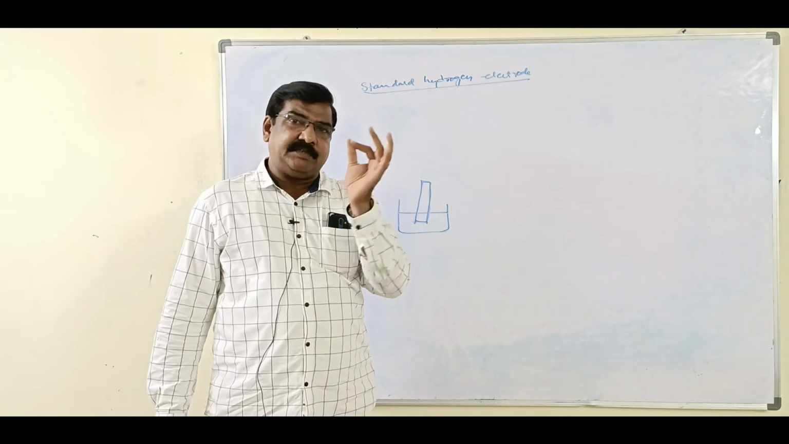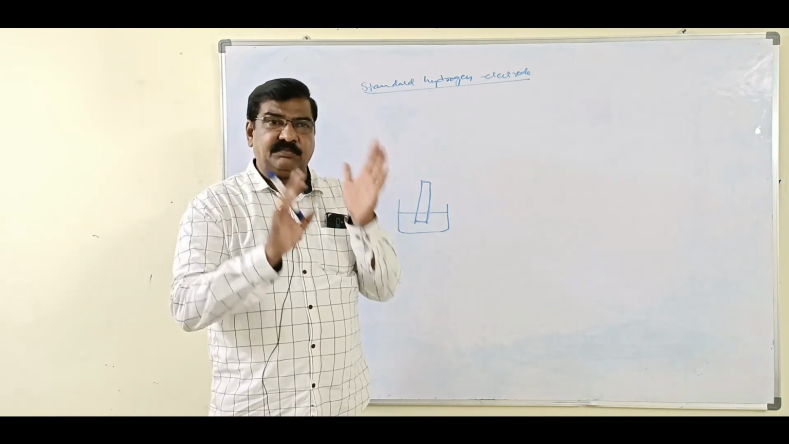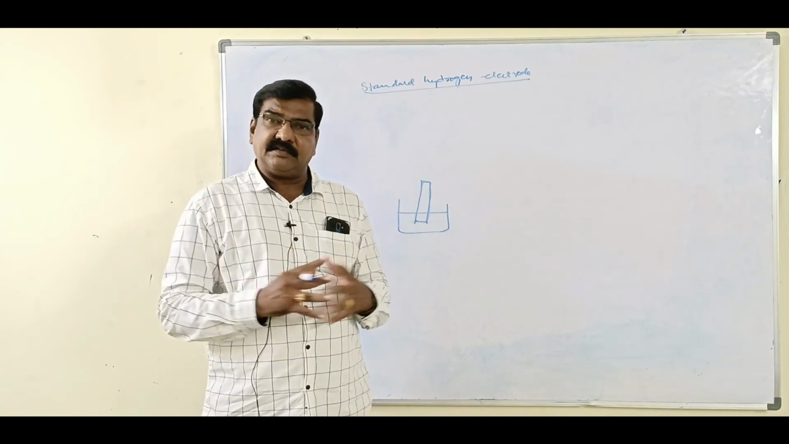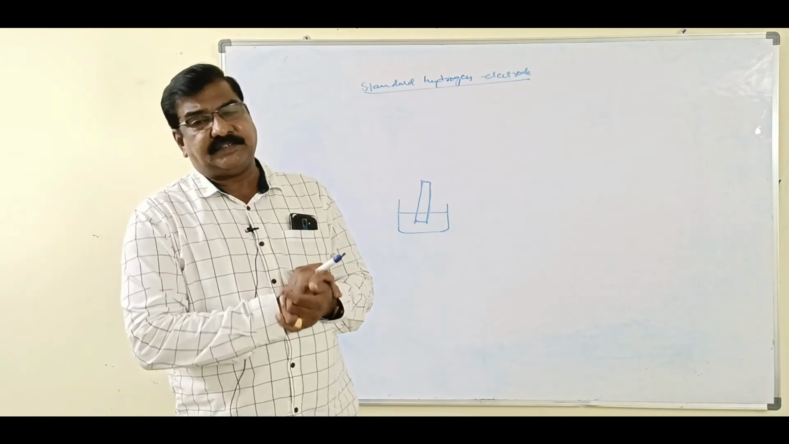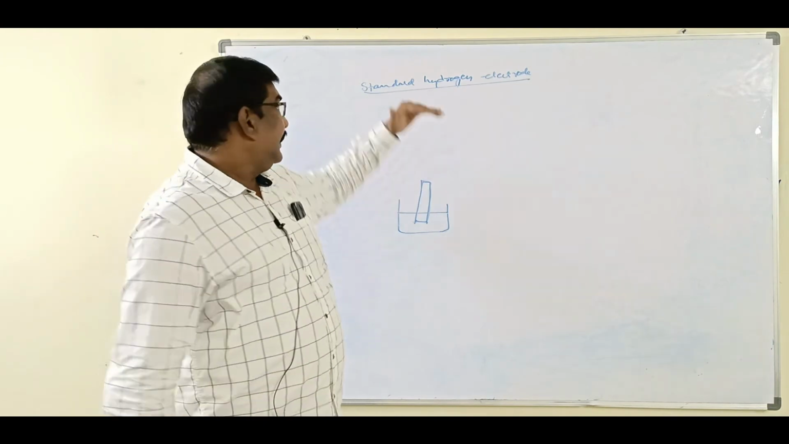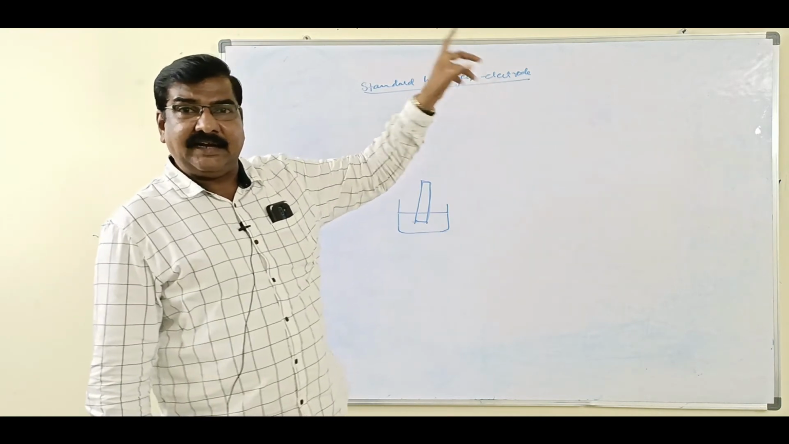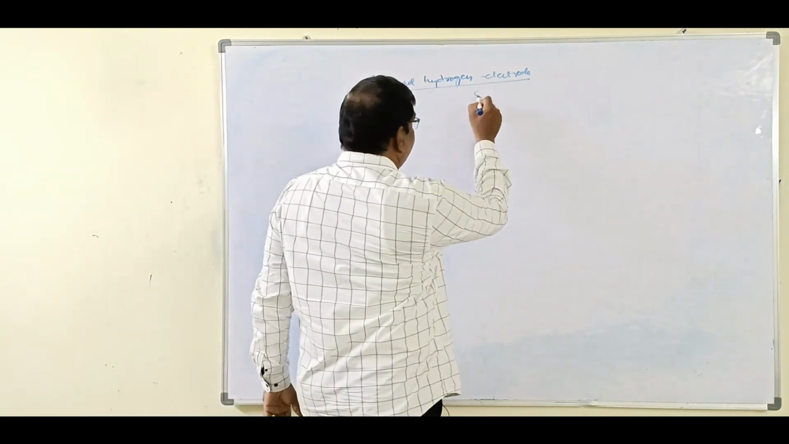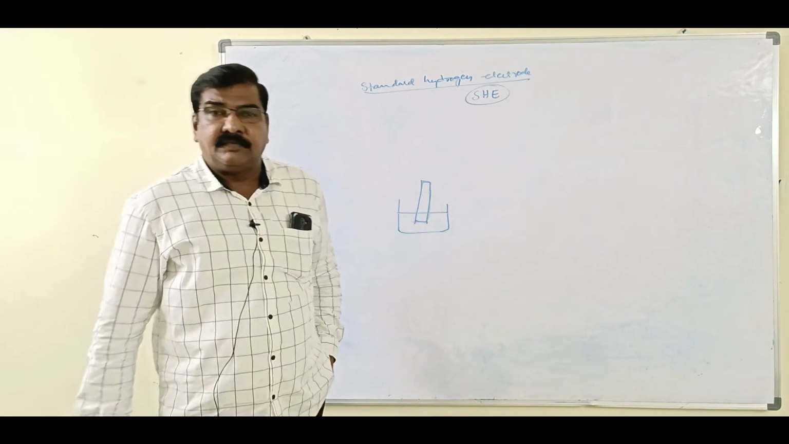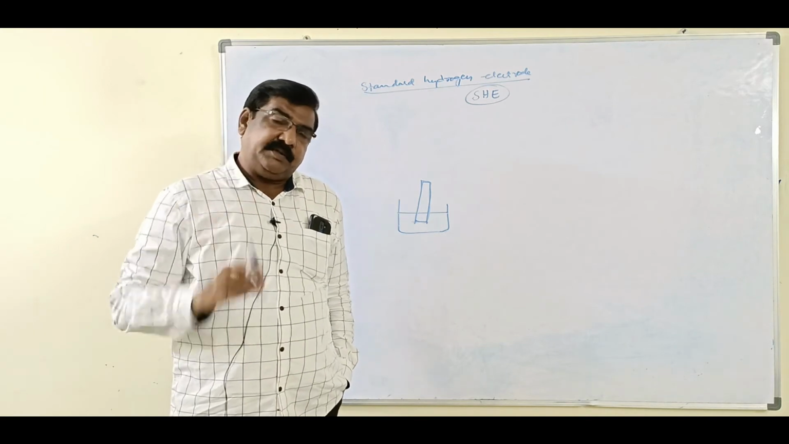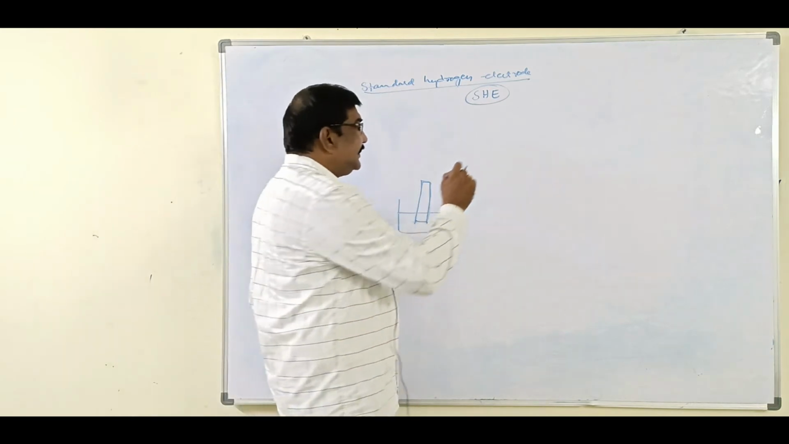What is the absolute value of an electrode potential? ఏదైనా ఒక ఎలక్ట్రోడ్కి ఎలక్ట్రోడ్ పొటెన్షియల్ ఎంత ఉంది చెప్పలేము. In order to measure the electrode potential of an electrode, a standard electrode is constructed which is called standard hydrogen electrode. That is called SHE. Its electrode potential is arbitrarily fixed as 0. It is a standard.